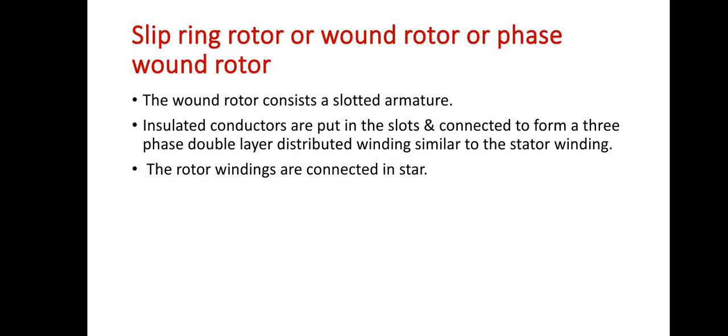Then another type of rotor is the slip ring rotor, or wound rotor, or phase wound rotor. This type of rotor is the same as the stator in nature. The stator has a 3-phase winding and a similar stator core, so the same setup is arranged in the rotor portion also. It also has a 3-phase winding, and that winding is also displaced by 120-degree phase difference. The insulated conductors are put in the slots and connected in the form of a 3-phase double layer distributed winding, similar to the stator winding. The rotor windings are connected in star connection.